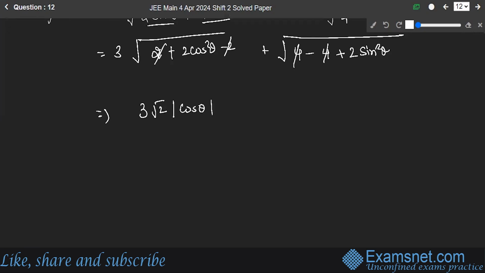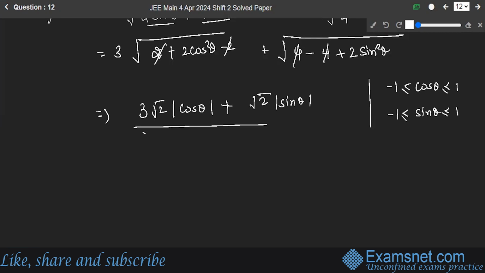cos θ. I'll write cos²θ because cos²θ was there, so I'll write in the mod form. It can have a negative or a positive value both. Similarly, this is equal to root 2 mod of sin θ. Correct. So maximum, see cos θ and sin θ, you know that both of them lie between -1 and positive 1. Okay, so the maximum value this expression can have is a 1 value for this and a 1 value for this, the maximum possible, right?